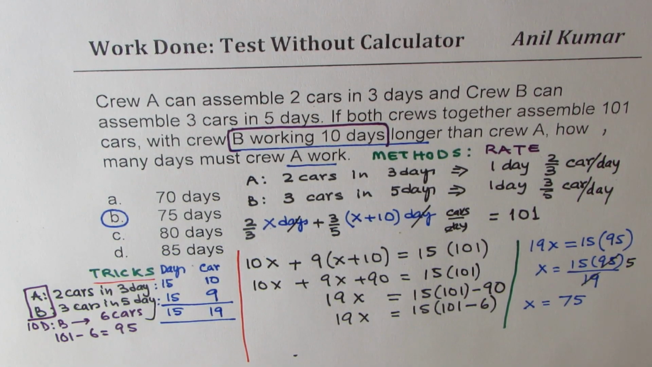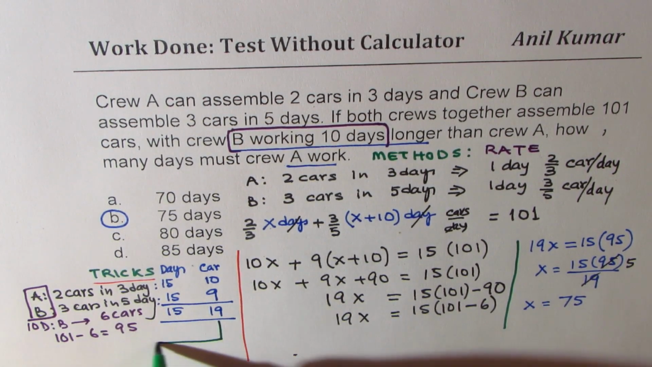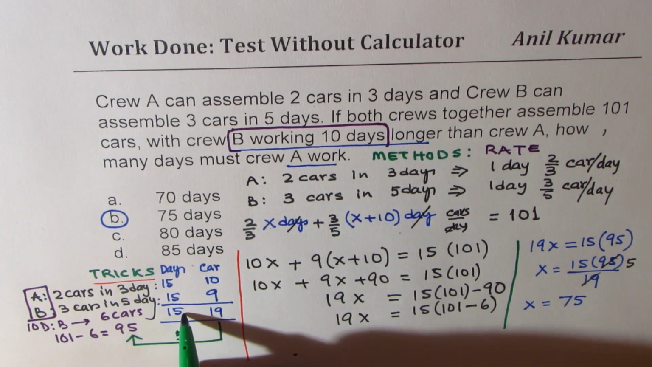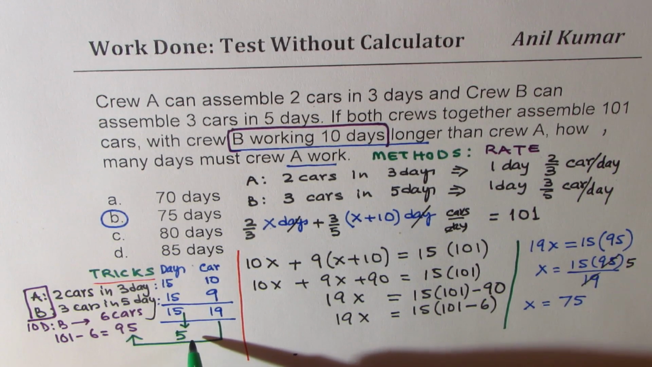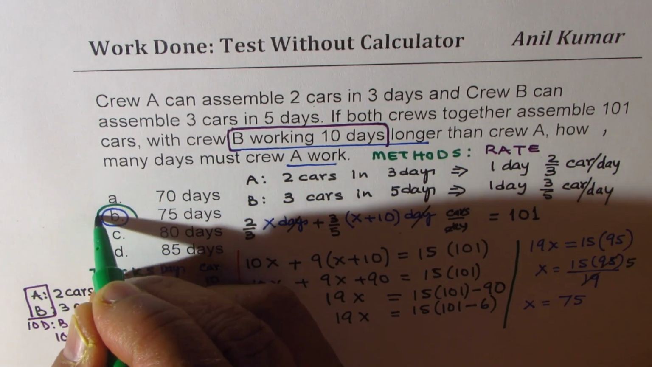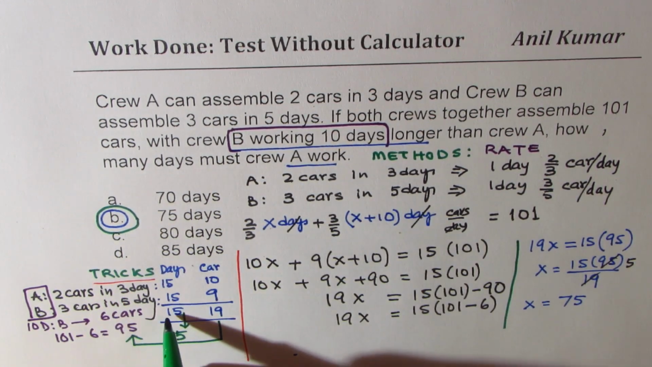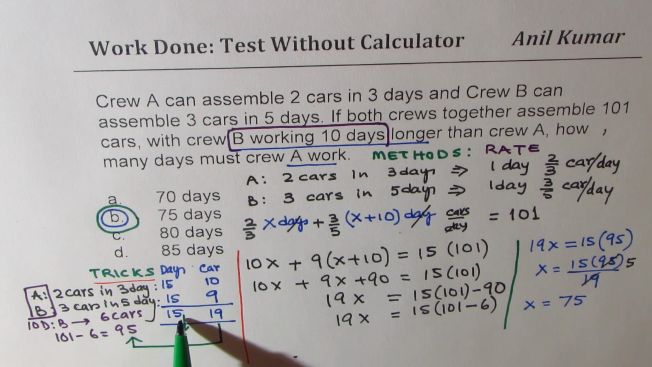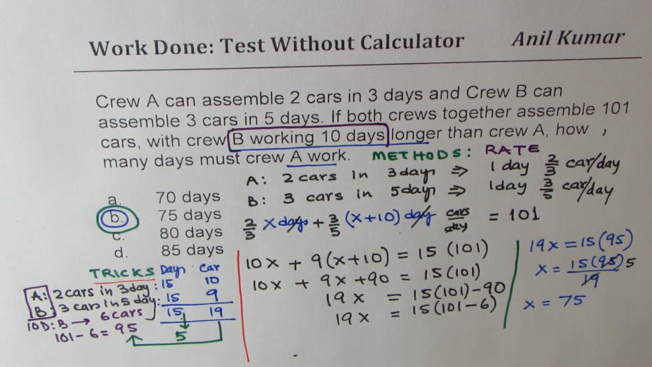How do you get 95? As far as the cars are concerned, you have to multiply 19 by 5 to get 95. That means 15 should also be multiplied by 5 to get 75. So A and B will work for 15 times 5, which is 75 days. Did you understand this logic?